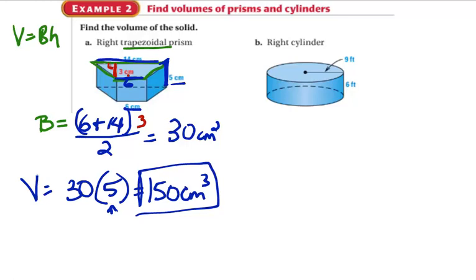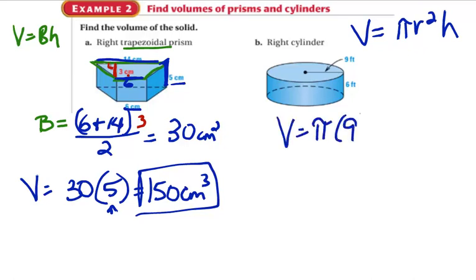Now let's look at the cylinder. If I want the volume of the cylinder, remember volume for a cylinder, base times height. However, my base is a circle, so this is going to be pi r squared times the height. So let's look at this. We've got the volume equals pi, my radius squared, which is 9, times the height, which is 6. So my volume is going to be 9 squared, which is 81, times 6 is going to give me 486 pi.